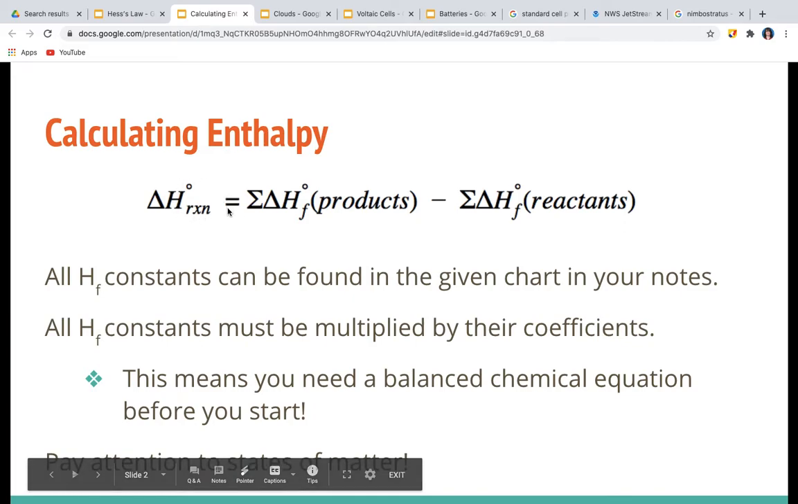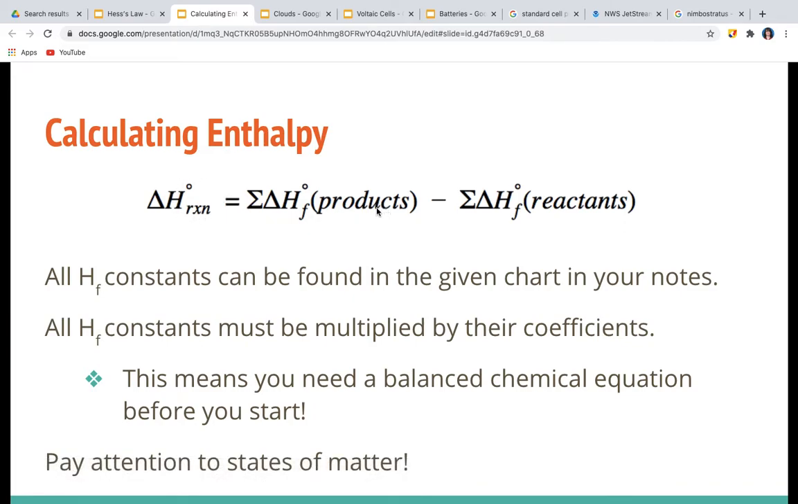the reaction, should be equal to the sum of the enthalpy of the products minus the sum of the enthalpies of formation of the reactants. So this sigma here, that means sum of. And so we're going to take the enthalpies of formation of the products, sum all of those up, and subtract from it the sum of the enthalpies of formation of the reactants.